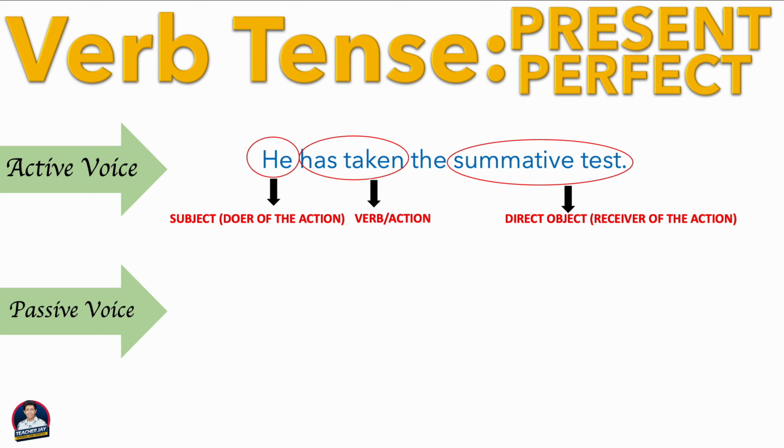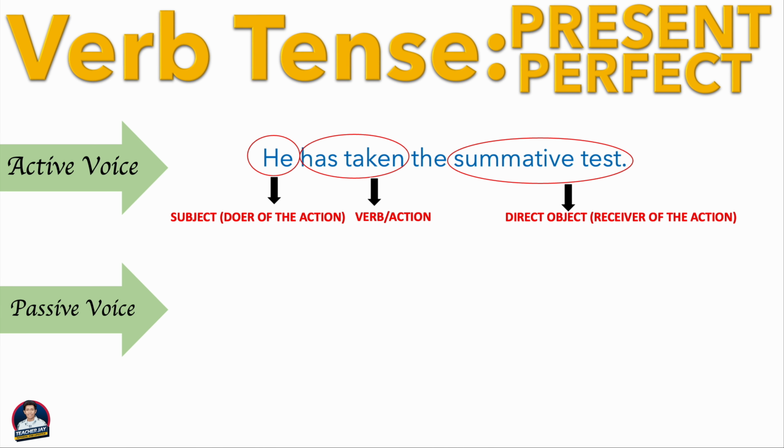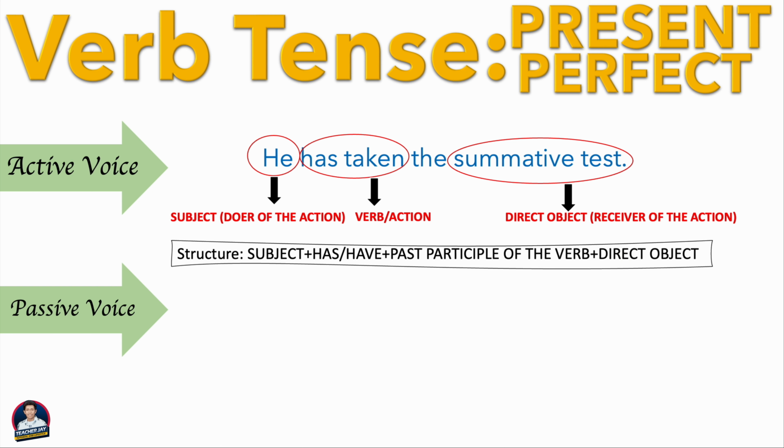So you can see in this example, we have the subject he that performs the action has taken the summative test. And we use the structure subject plus has or have. It depends on your subject. We use has if the subject is singular, like he, and we use the auxiliary verb have if the subject is plural, plus the past participle form of the verb taken. Taken is the past participle form of the verb take, and our direct object, which is a summative test.